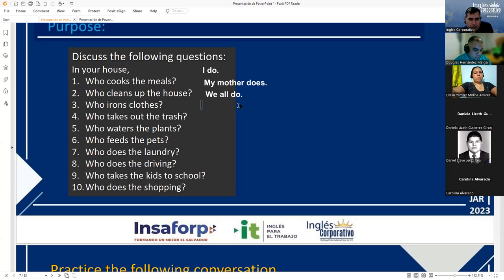Who irons clothes? Someone said, we take turns. Who irons clothes? We take turns. Sometimes, this was not the question, but okay. Sometimes my husband irons clothes. Sometimes I iron clothes. Sometimes my children iron clothes. Sometimes my grandmother or my mother irons clothes. Okay, take turns. Does that answer your question?